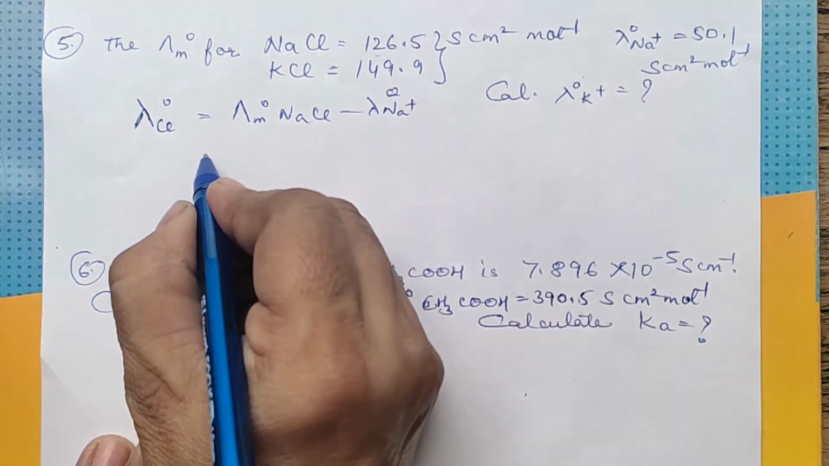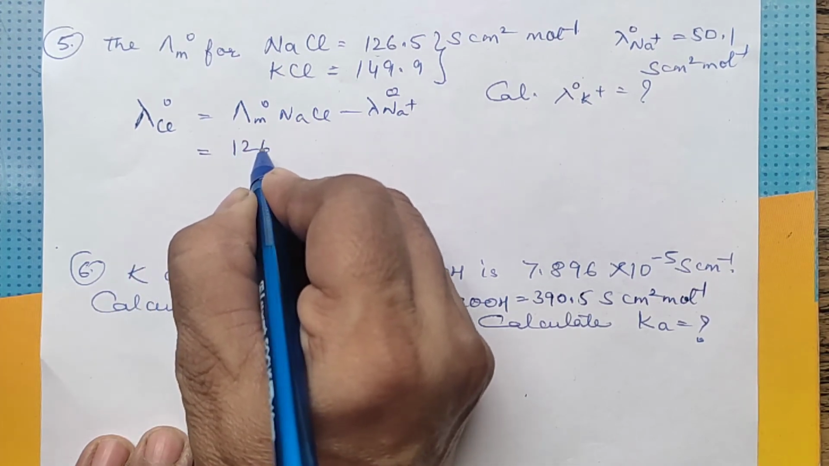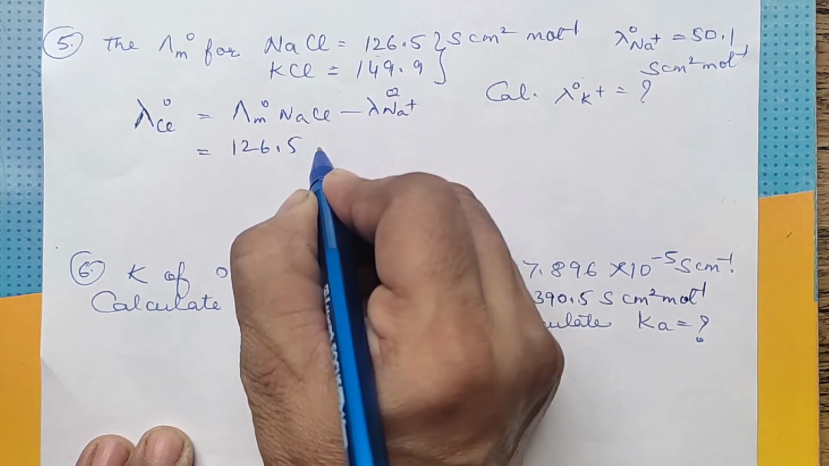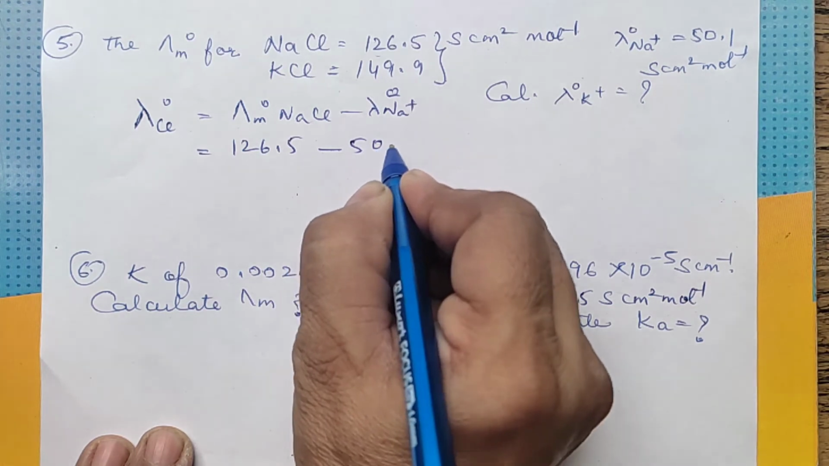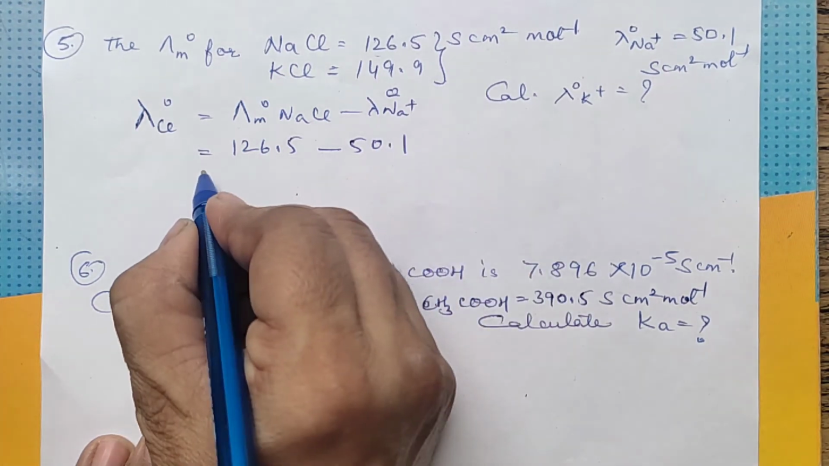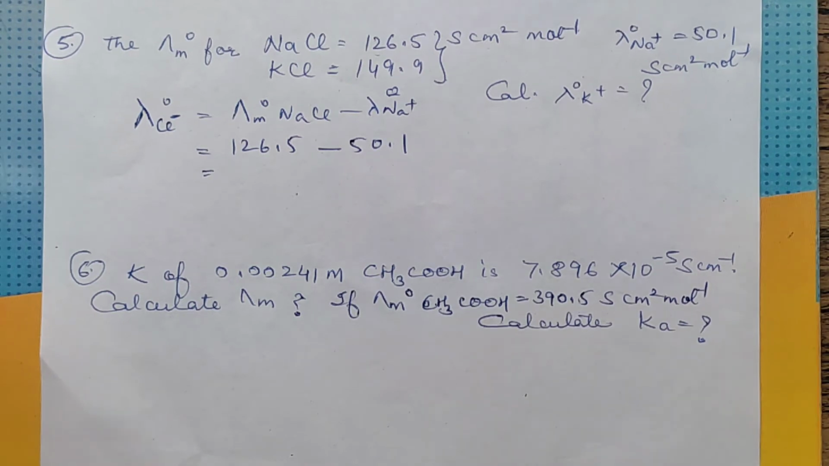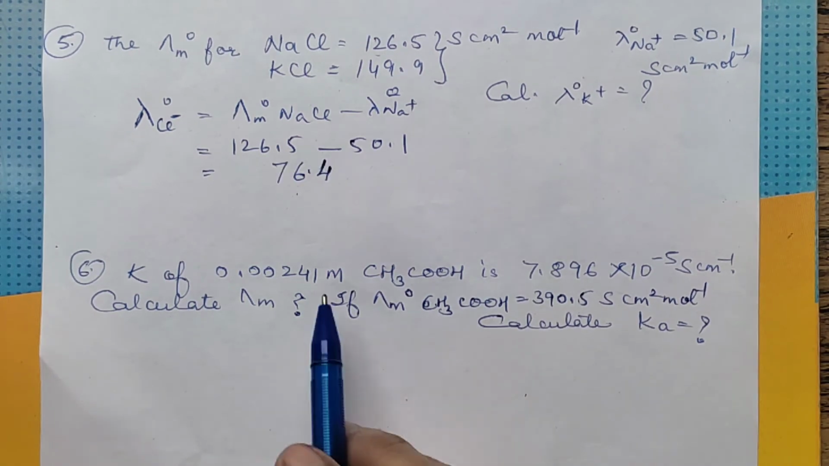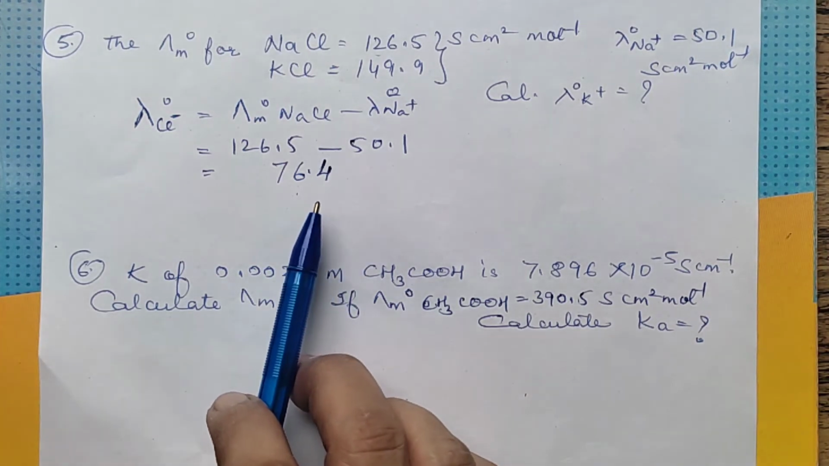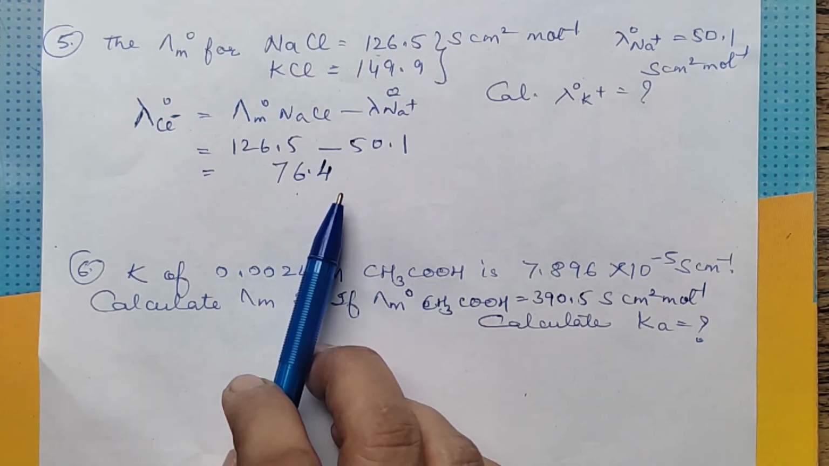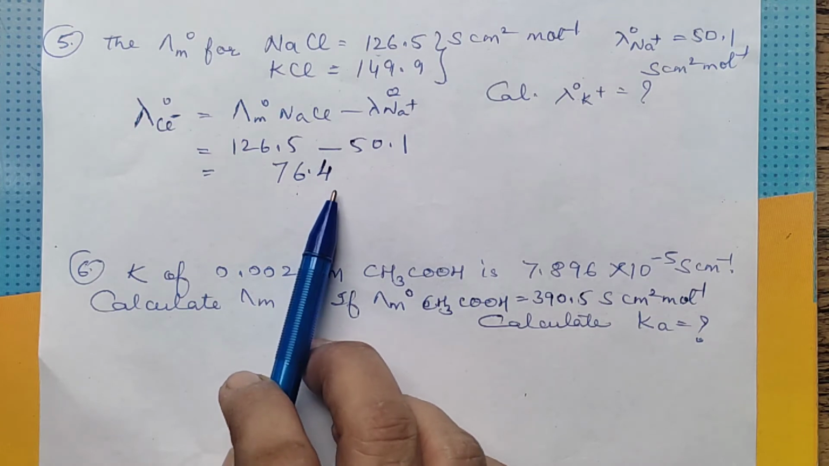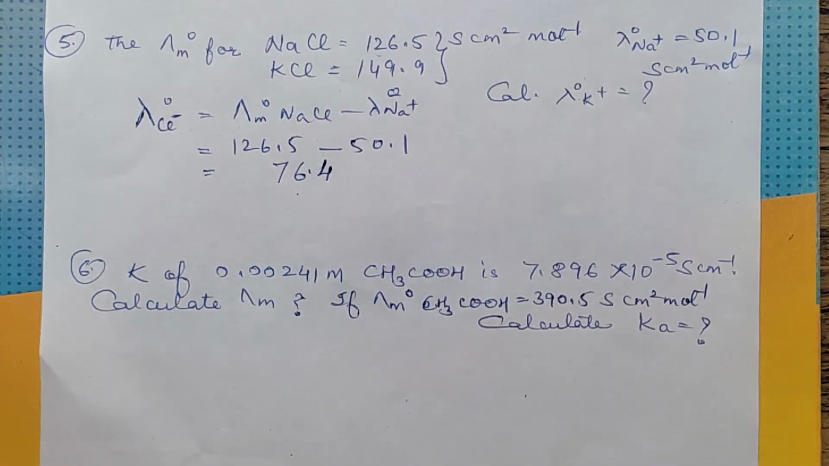So we have to just put the value 126.5 minus 50.1. That will give you the conductivity of the chloride ion. So this part we will solve. It comes out to be 76.4 for chloride.